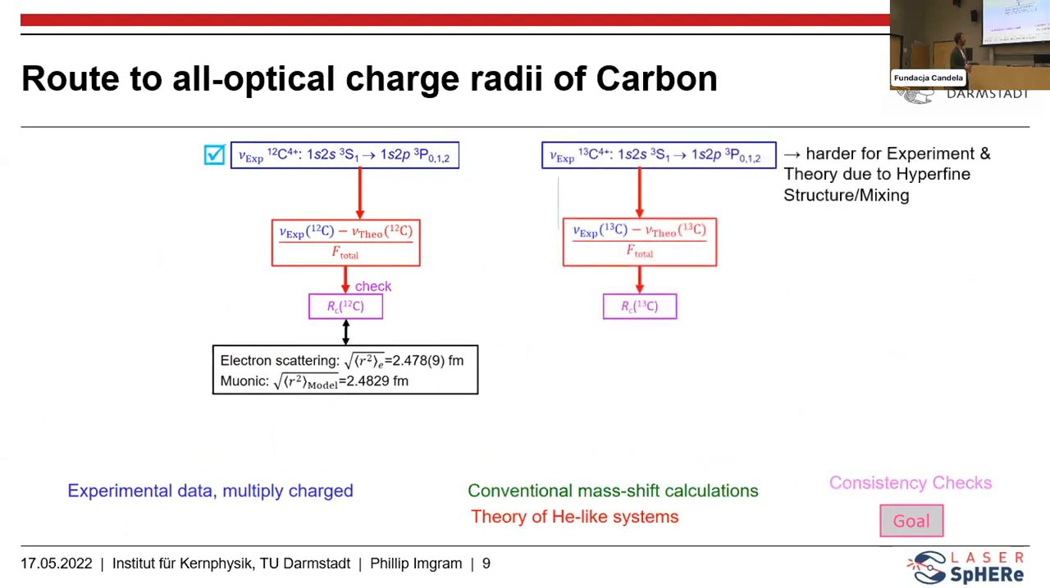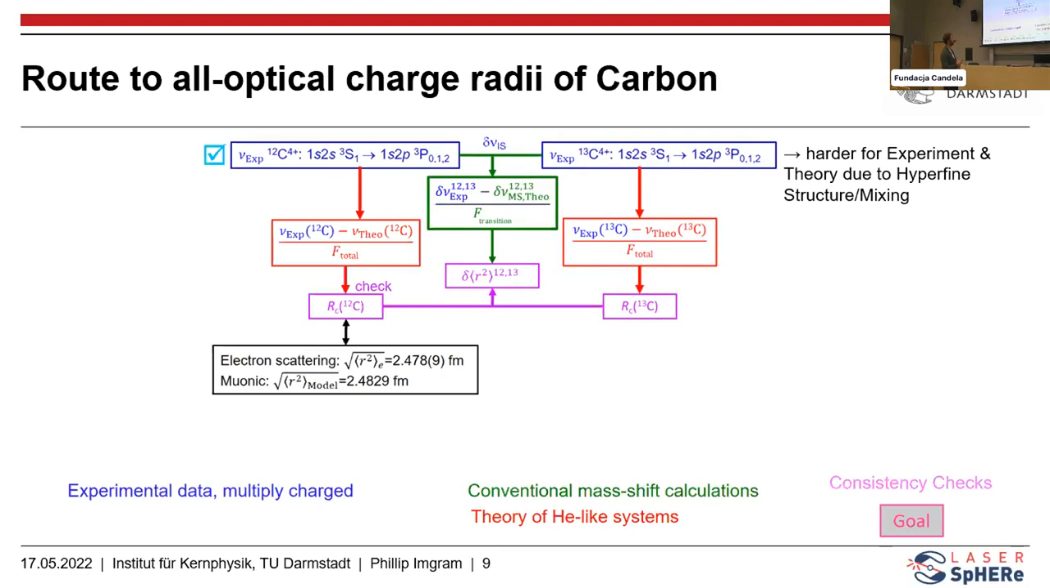And in the next step, we can also measure carbon 13, which is the next step towards the boron and beryllium measurements, because now we also have a hyperfine structure, and in all other nuclei we also have to deal with hyperfine structure, which makes the experiment a little bit harder, and also the theory. So this will be a nice test, because we get out a nuclear charge radius for carbon 13, and we have basically measured the isotope shift at the same time. Then we can use the regular conventional mass shift calculations to compare both results against each other, to compare also theory, and to make sure that everything is consistent here.